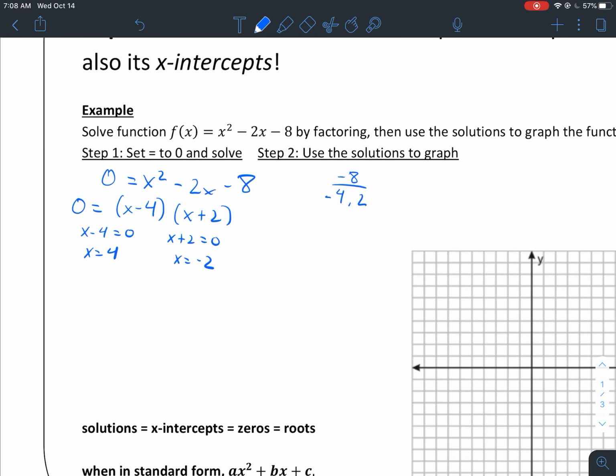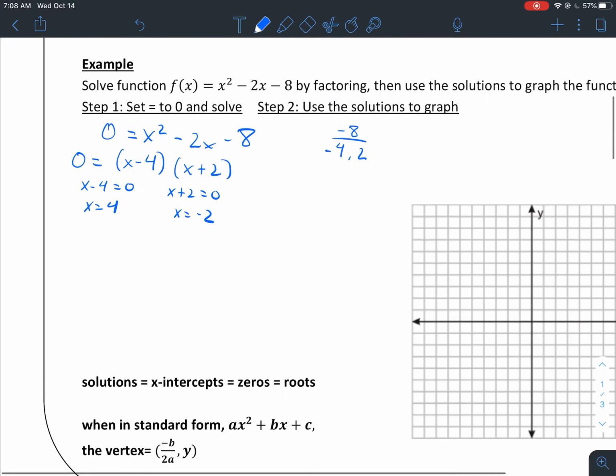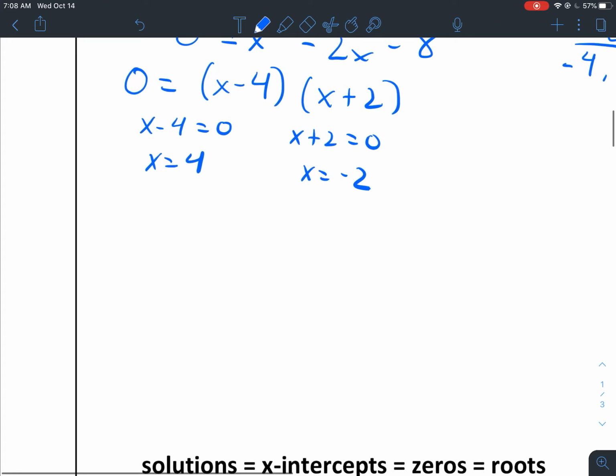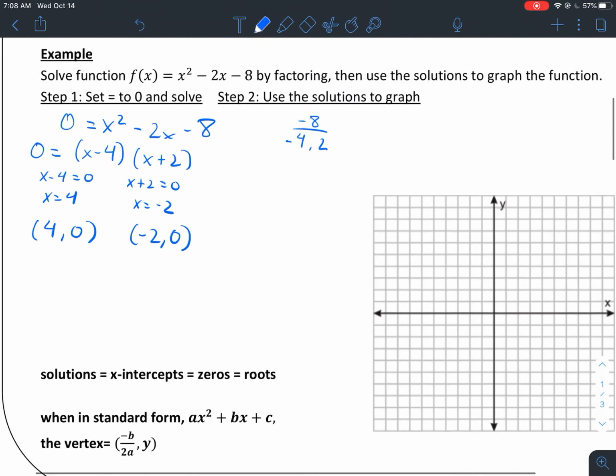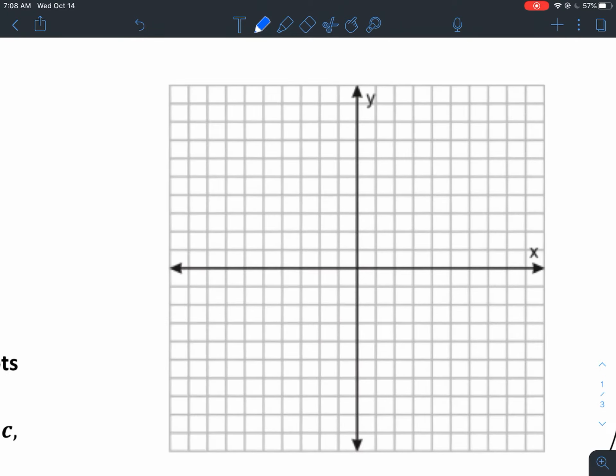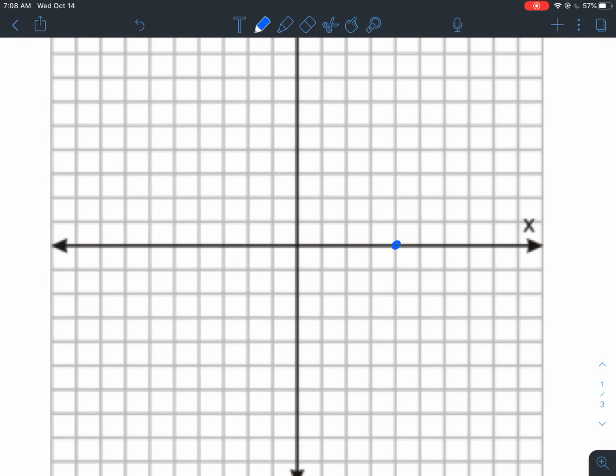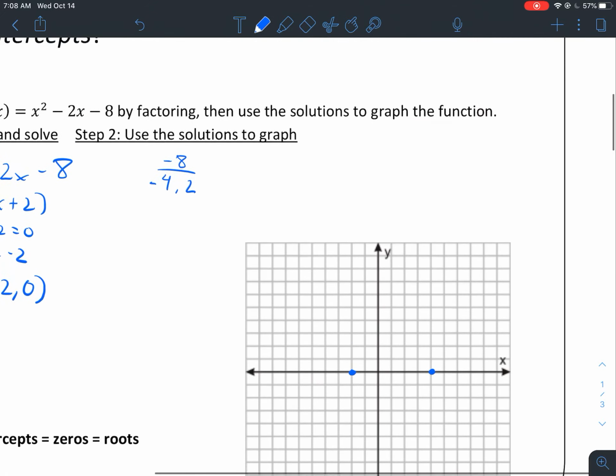Now, to actually find the zeros themselves, they're going to be (4, 0) and (negative 2, 0). Now let's go ahead and plot these. We got (4, 0) and (negative 2, 0). 1, 2, 3, 4. 1, 2. So those are my two zeros.